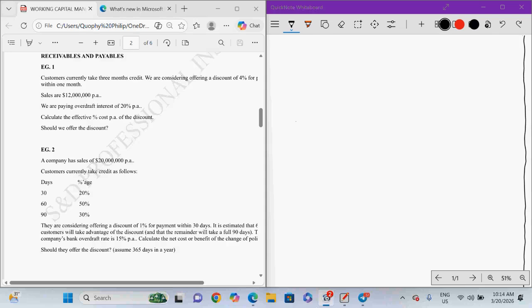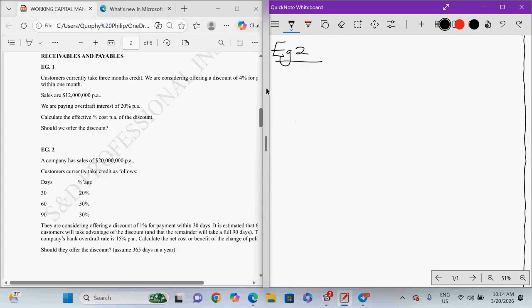So we continue from where we ended the last time, receivables management. We solved example 1. We'll be looking at example 2 today, with respect to receivables management. So someone should take us through the example quickly.